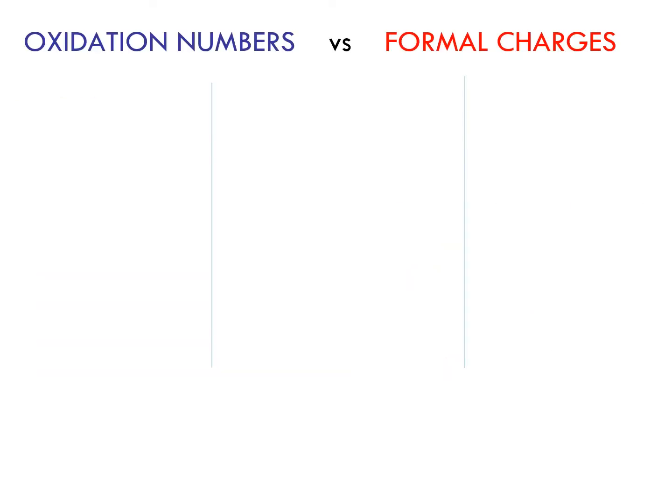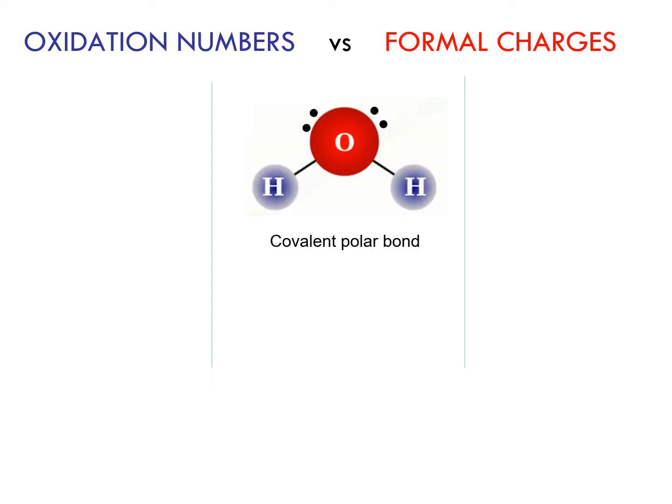So let's talk about this oxidation number. Sometimes there tends to be a certain confusion between oxidation numbers and formal charges. So maybe if we see them side by side, we can understand what's different and what's similar. So let's use a very simple molecule, like a molecule of water. In your first semester chemistry, you will learn that in a molecule of water there are two covalent bonds between hydrogen and oxygen. And those are covalent polar bonds, because there is a difference in electronegativity between oxygen and hydrogen.